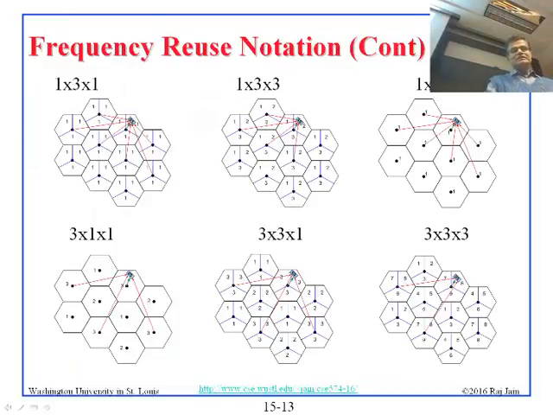Alright, here are other ones. 1 by 3 by 1. So we are going to use the same frequency in every sector, but I'm going to have 3 sectors. Or 1 by 3 by 3. The previous one was 1 by 1 by 1, where I'm just going to use the same frequency. Now, in this picture, I have also shown what they call SS, subscriber station.